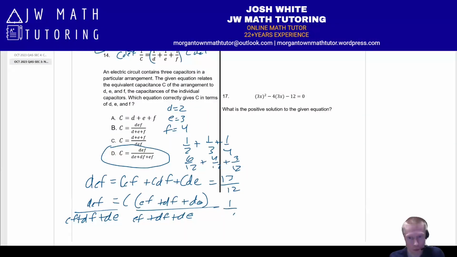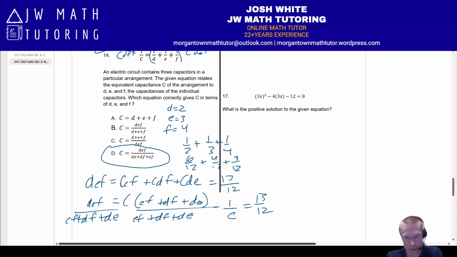So that means 1 over C equals 13 over 12. But technically, whenever you have a proportion like this, you can just flip it. I mean, you could go ahead and cross multiply it if you wanted to, but you can also just flip it and recognize that C is just going to equal 12 over 13. So now I know what C is equal to.